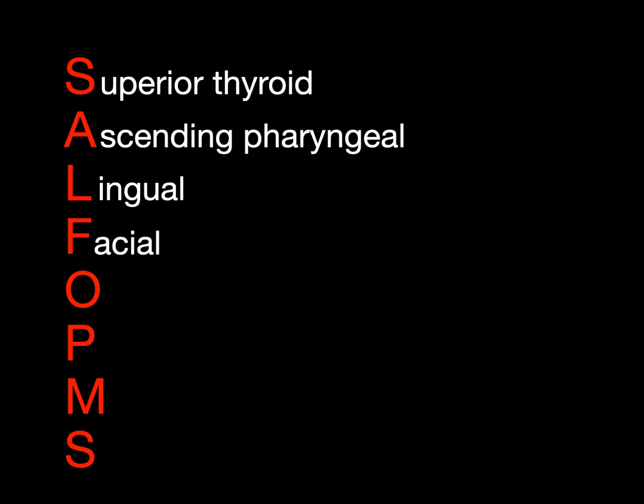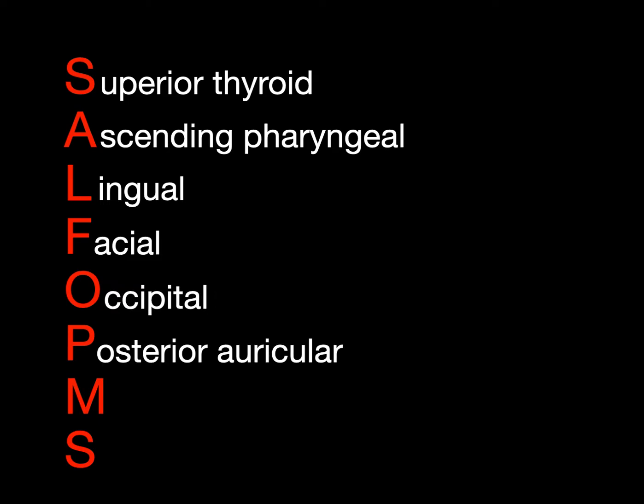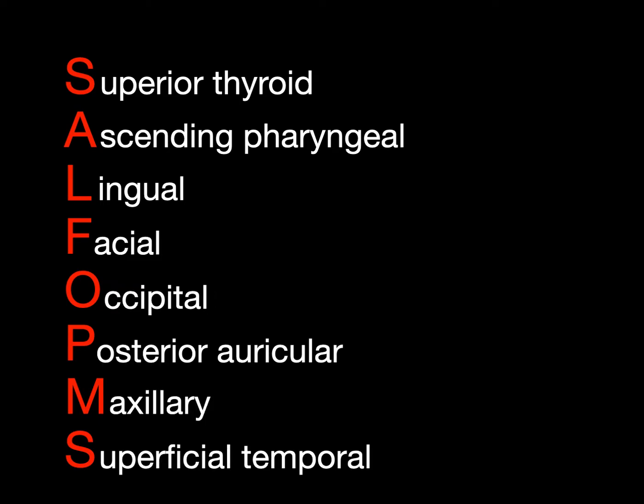SELF-OPAMS is a simple mnemonic we can use to remember the external carotid artery branches: superior thyroid, ascending pharyngeal, lingual, facial, occipital, posterior auricular, maxillary, and superficial temporal.